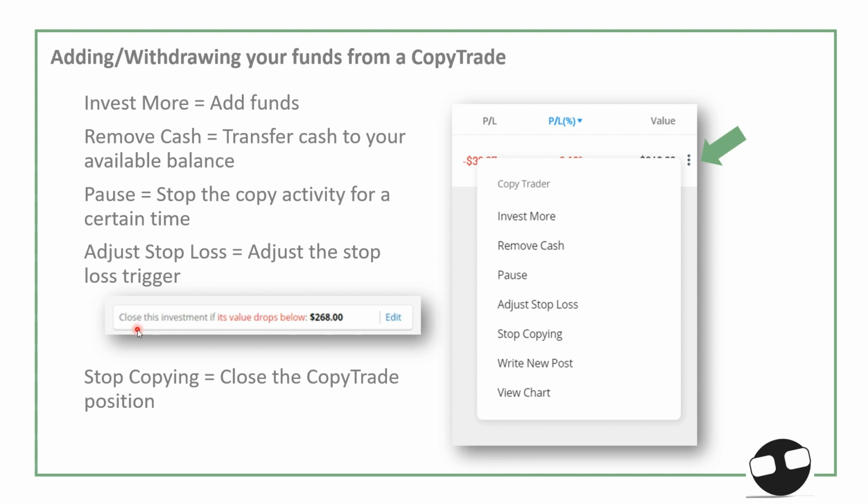So remember, when you open the CopyTrade dialog box, you will be presented with this one. You can adjust your stop loss trigger here according to your preference. In this case, it's a default of 268. So you can increase it or decrease it depending on your comfort level. And then stop copying: close the copy trade position. So all of your funds will go directly to your available balance, net of gains or losses from the copy trade.